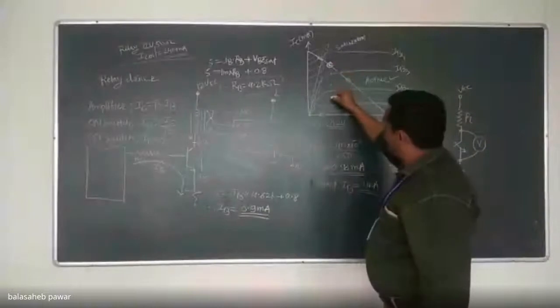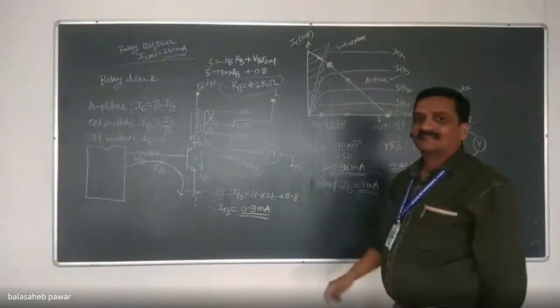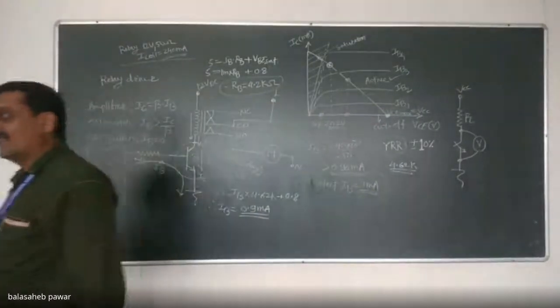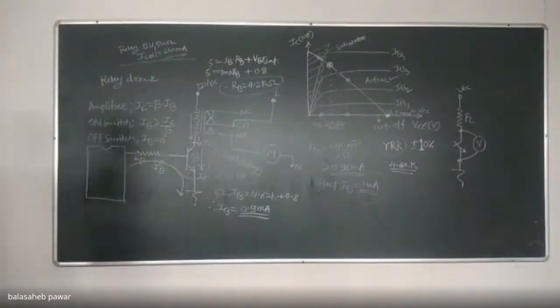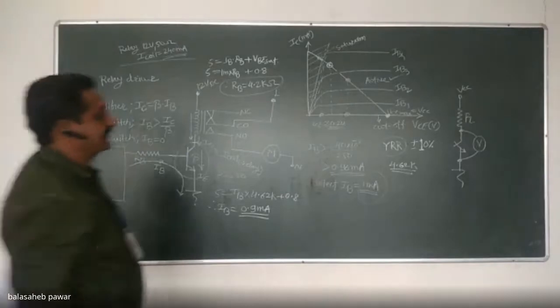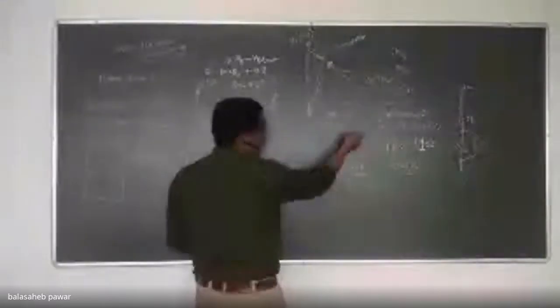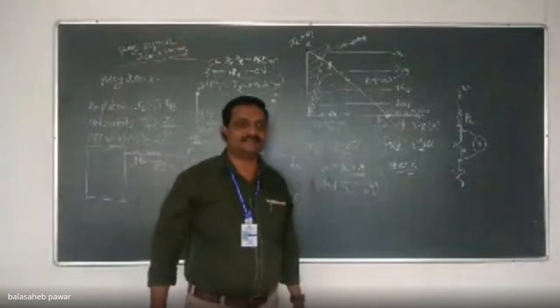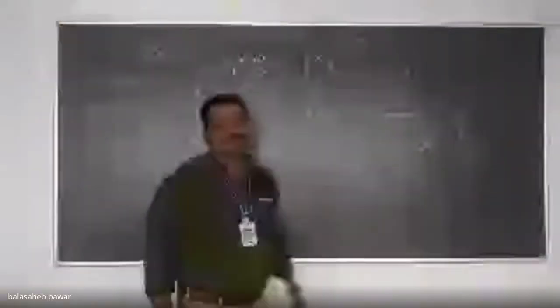Yes, sir. Okay. So the region of operation of that transistor will be the active region. Got it? Relay will operate, no issue. But the disadvantage will be the drop across the transistor, it will be greater than 0.2 volts. Yes or no? Yes, sir.